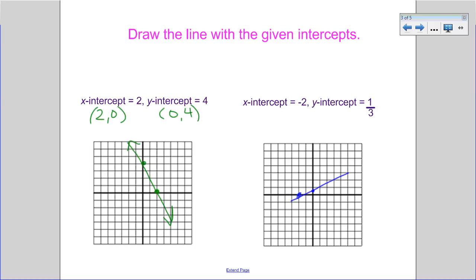Not a very accurate line because they're so close together, guys. But make sure when we're dealing with x and y intercepts, fractions are not a rise and a run. This is the point 0, 1/3.